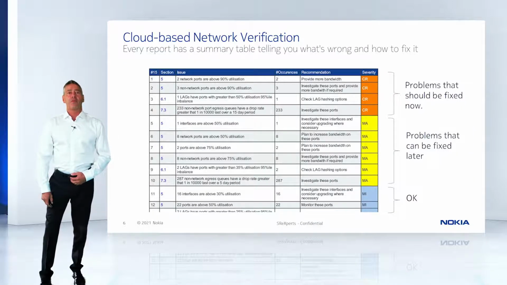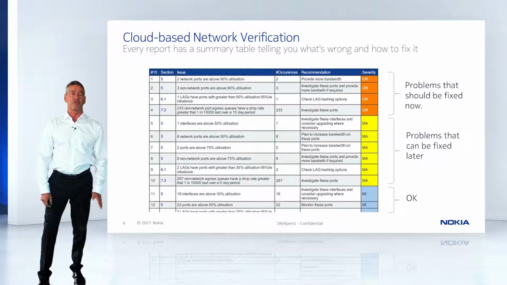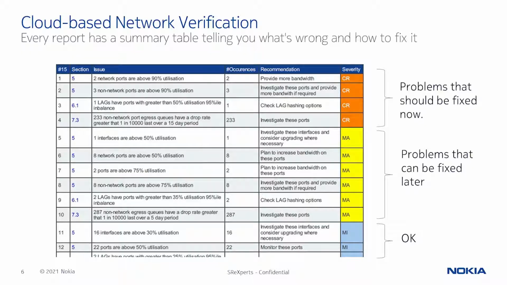So what I was saying before is every report has this type of table. It's called an executive summary table. And so it makes it very easy. If you look on the left, you got your issues that it found. And then if you look on the right, the recommendation column, it tells you how to fix the problem.